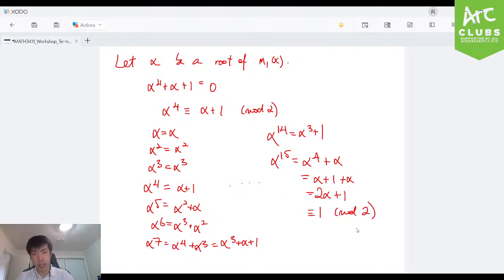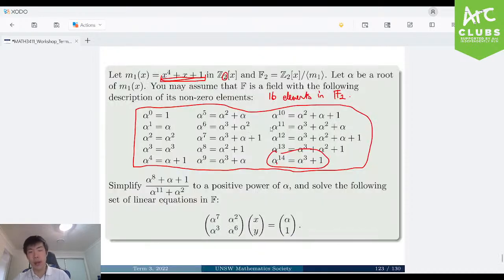We want 15 elements such that by the time you get to the last element that we need, alpha 15 in this case, it gives you back 1. So its order is 15, okay? Which is what we need, right? Because besides the 0 element in our field, we need 15 other elements. And this particular value of alpha that we chose covers all other 15 values, okay? All right, I hope that makes sense.